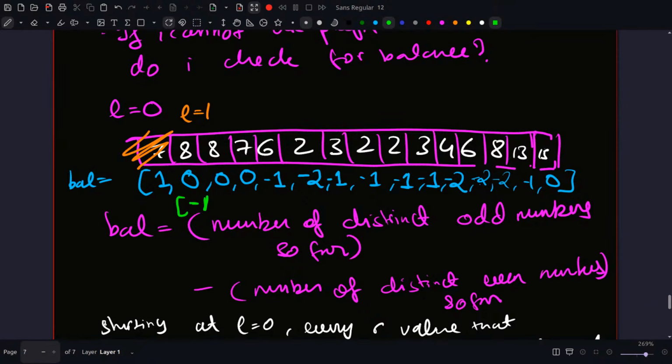Again, 8 is not distinct now, so it remains -1. And then the 7 is a distinct odd number, so it becomes 0. Then after this, 6 is the distinct even number, so it becomes -1, -2, -1, like this. So this is the new updated balance array when we have removed the first number.